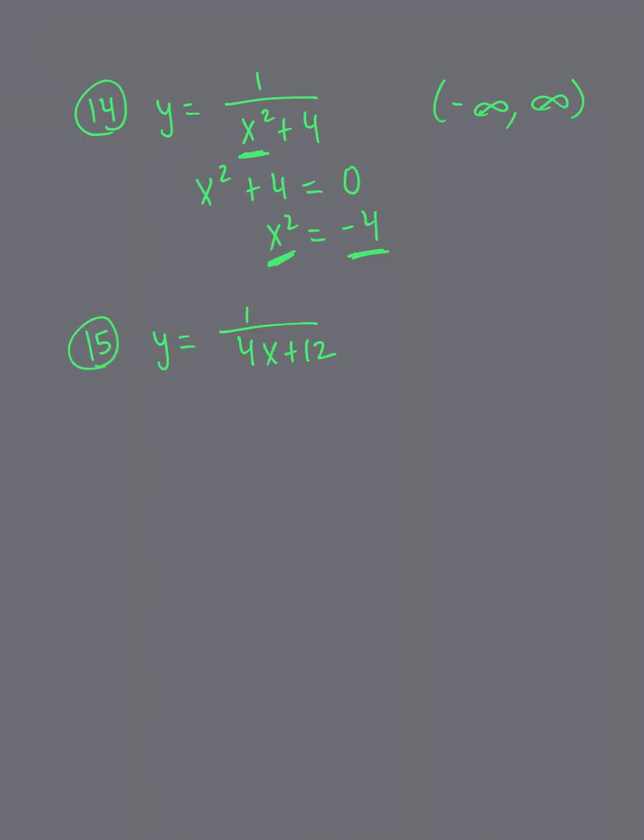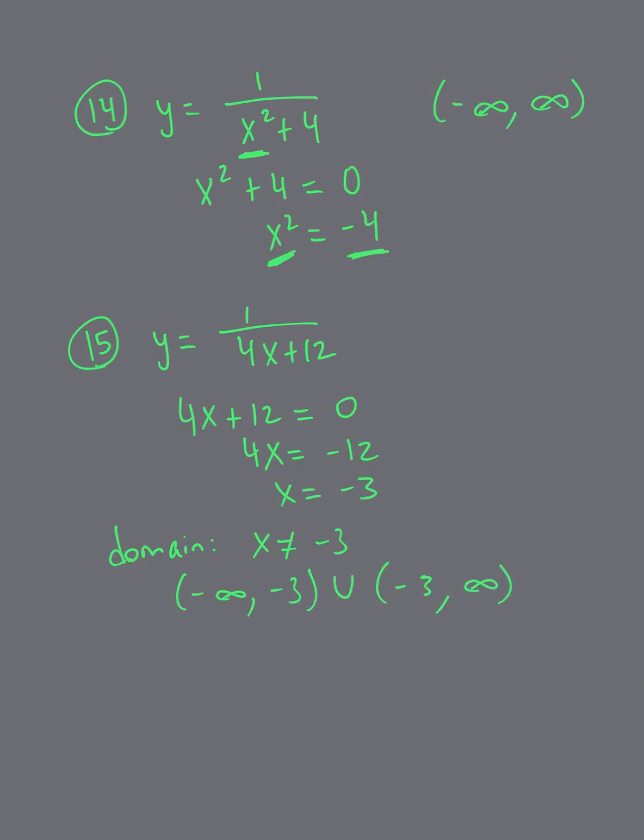In this example, y equals 1 over 4x plus 12, you may be able to see right away what x cannot equal because it would make the denominator 0. If you don't, just set it up. 4x plus 12 equals 0 to see what x value would make it 0. 4x is equal to negative 12 and x is negative 3. So for your domain, x cannot equal negative 3, which means in interval notation, it goes from negative infinity to negative 3, and you union that with negative 3 to infinity.